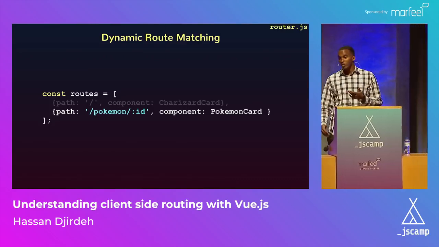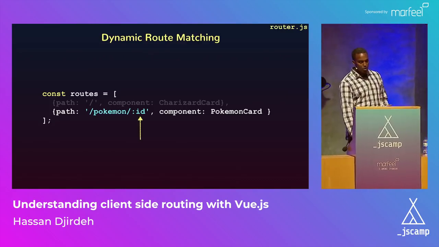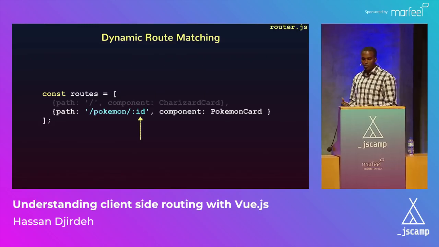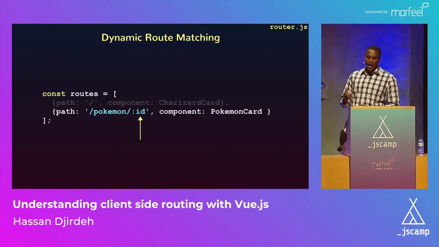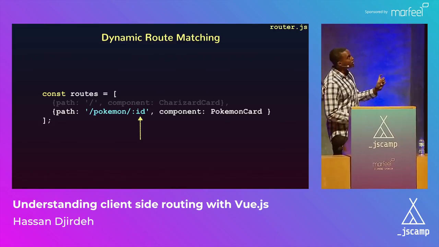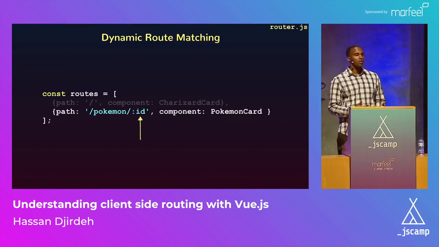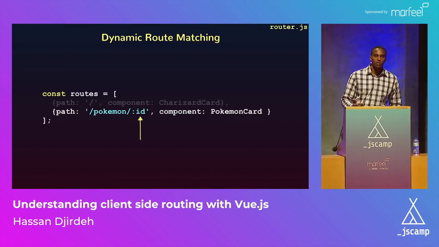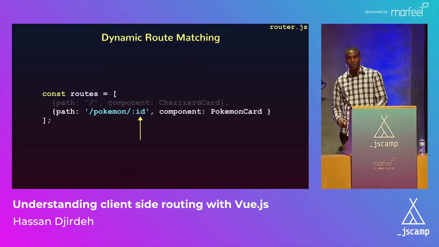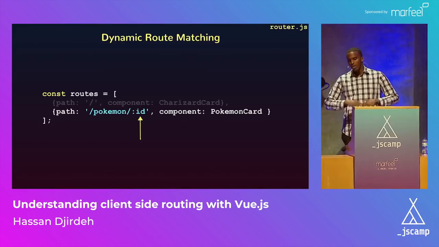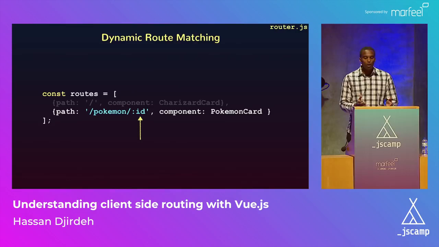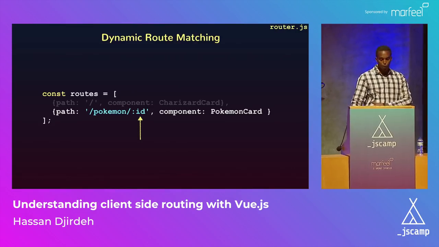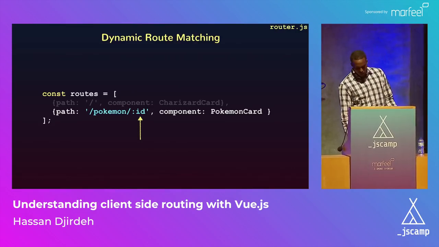This route object will be unique and dynamic because the path will have a dynamic parameter. Here, the path says /Pokemon/:ID. The ID part here is the dynamic part of the URL, which we can satisfy with anything. So if we say /Pokemon/Charizard, /Pokemon/Blastoise, etc., they'll all get resolved to this path and all get mapped to the Pokemon card components.